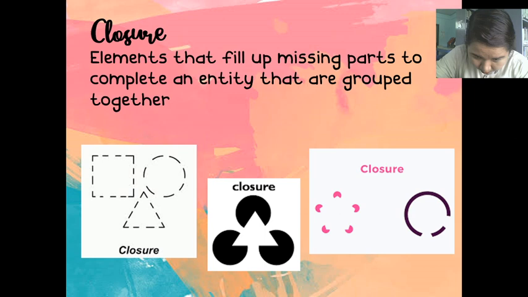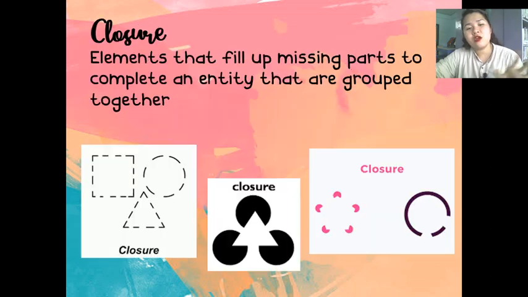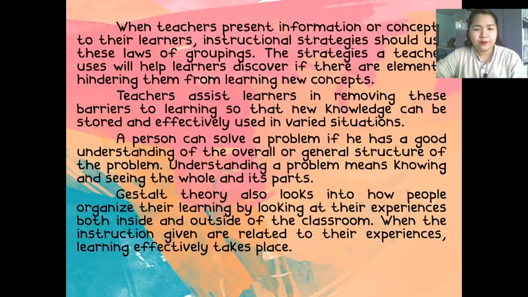Pero since pinagsama-sama itong tatlong to, naka-form din naman sila na parang triangle siya sa malayo. Pero kung titignan mo, may mga spaces. So, parang hindi naman siya totally. Same as to the last picture. Okay. So, when teachers present information or concepts to the learners, instructional strategies should use this laws of groupings. Yun nga, yung similarity, proximity, closure, and continuity, no?